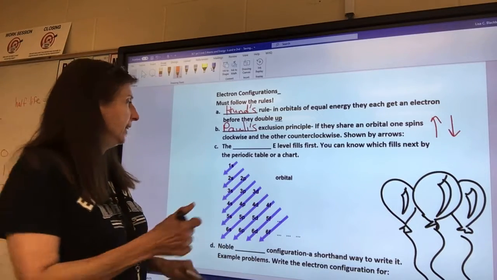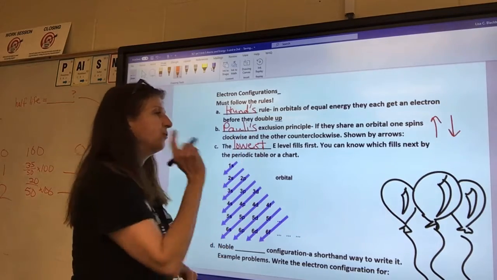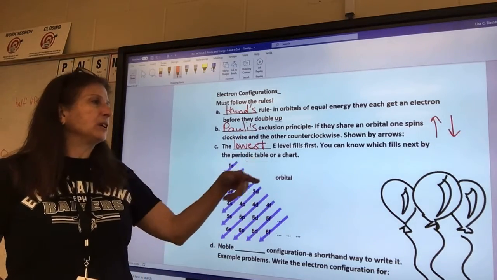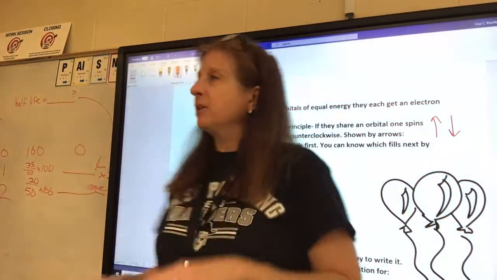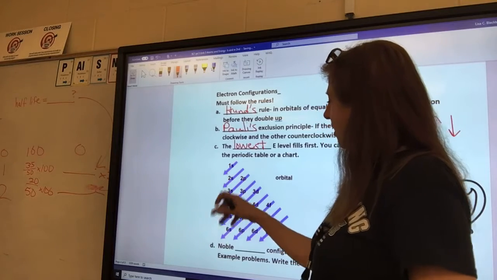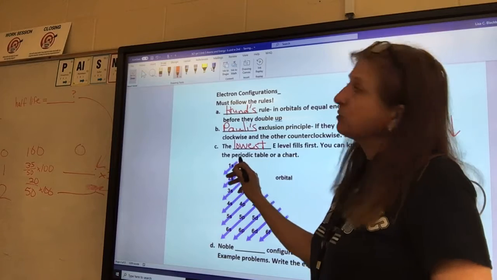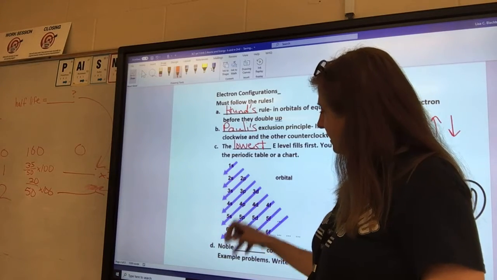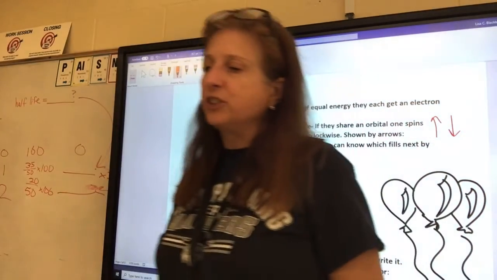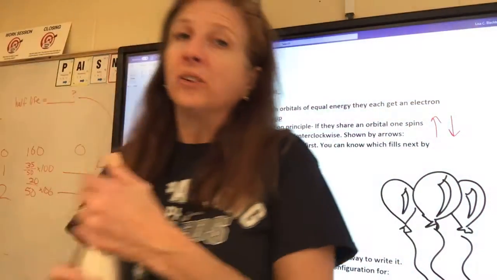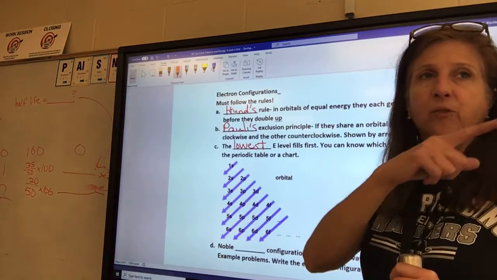One way is by arrows, and then another one, the way I'm going to show you in a second. The third rule is that the lowest energy level fills first, and you can know which fills next by 2 ways, either the periodic table or a chart. So it's not that everything on 4 fills before everything on 5. No, it goes by this chart. If you write these letters down in this way and these arrows this way, it shows you what fills in next. I don't like this way. Mr. Myrick uses it. If you like it, go for it.